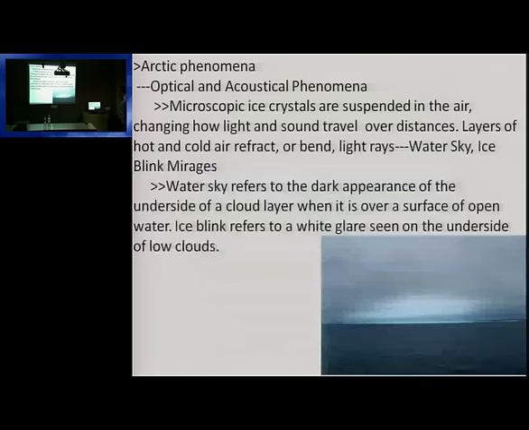There are certain Arctic phenomena. One is optical and acoustic phenomena. Just read through, you will understand. Water sky, ice blink, these are some phenomena. If there is water in the Arctic region, then the underside of the clouds above will be very dark. It is then considered that on the surface it is water. That phenomenon is known as water sky. The other one is ice blink. When there is an ice mass, and the underside of the cloud in the atmosphere is very bright, white and clear, it is known as ice blink.